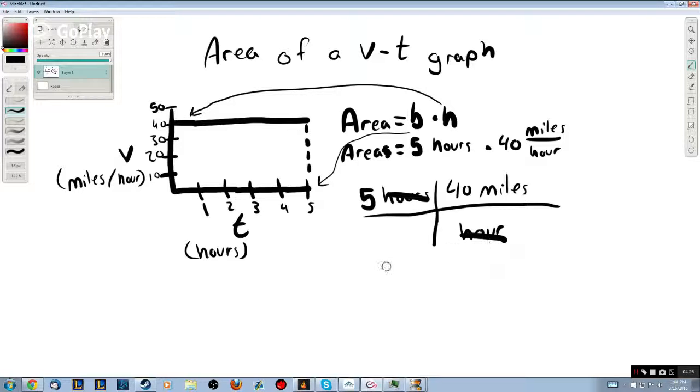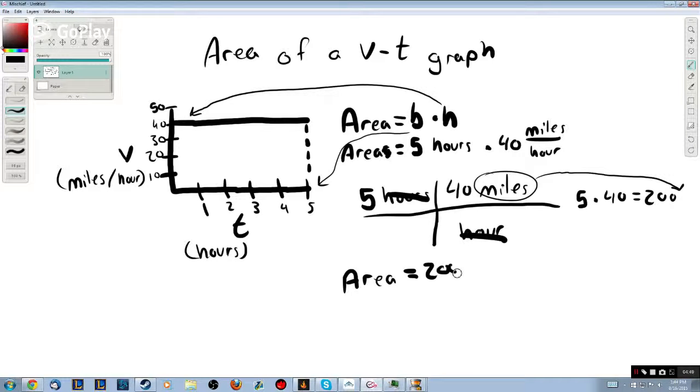The hours cancel out, so you end up with 5 times 40, which equals 200. And what's our unit? It's miles. So we bring miles over. There's just not space to write it there. So our area in this case would end up equaling 200 miles.